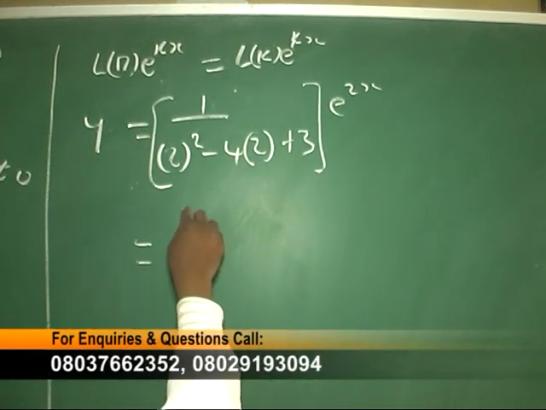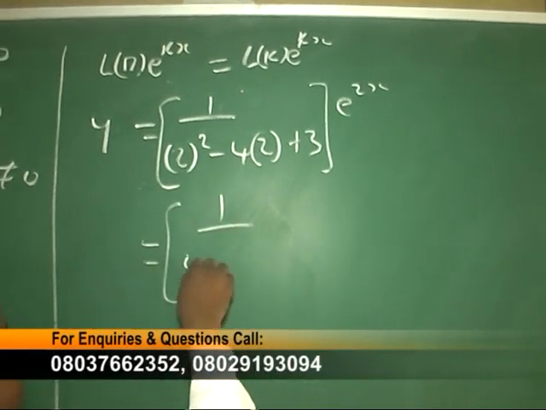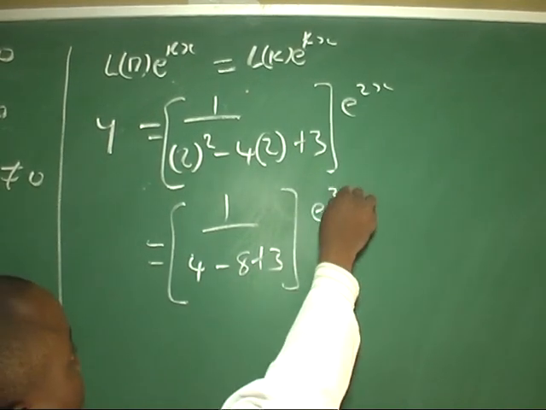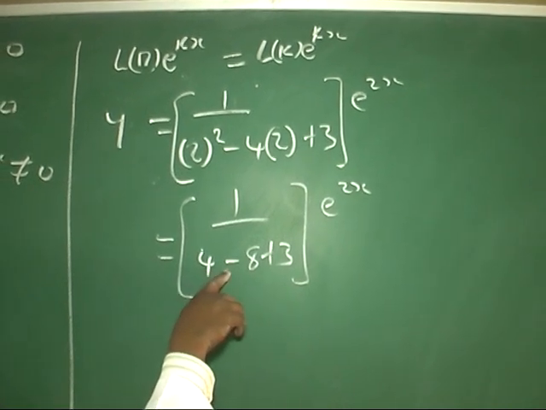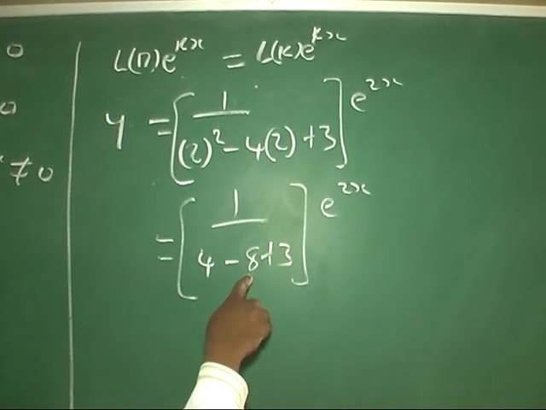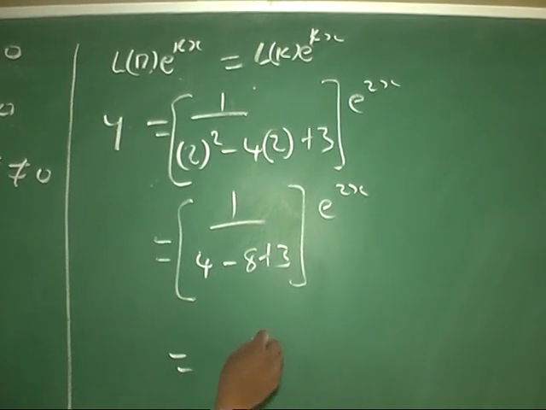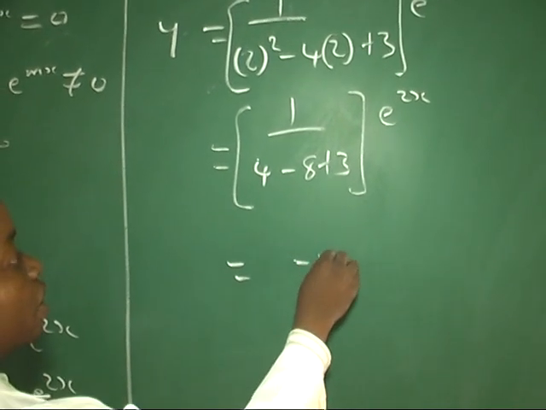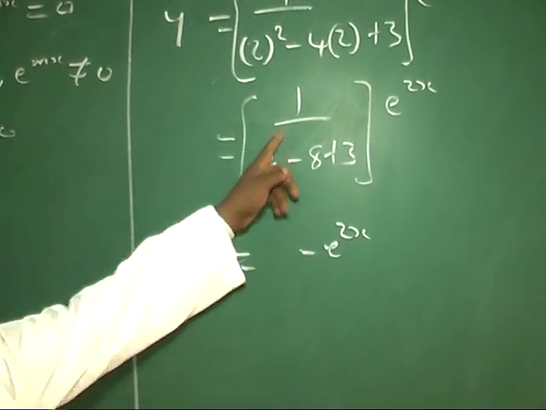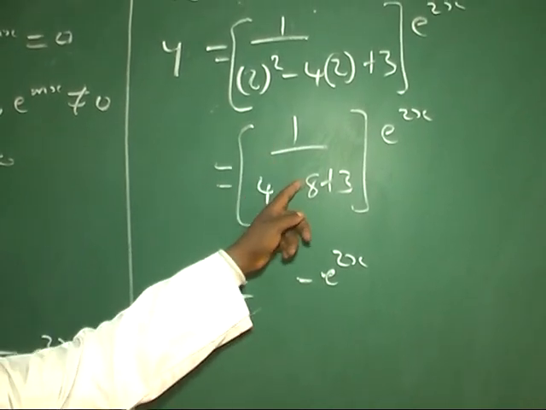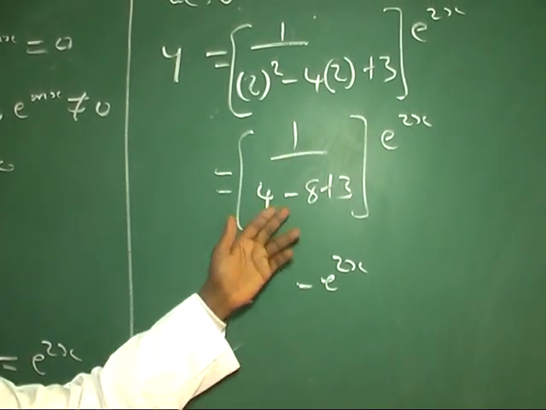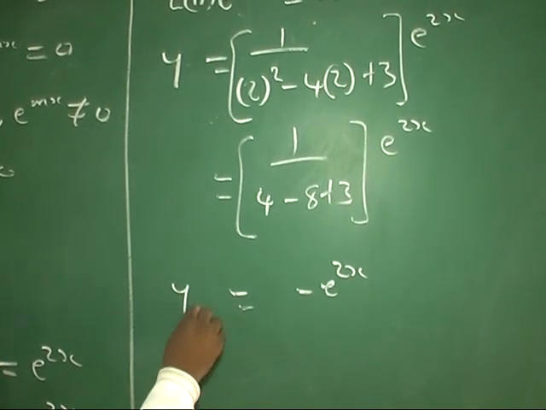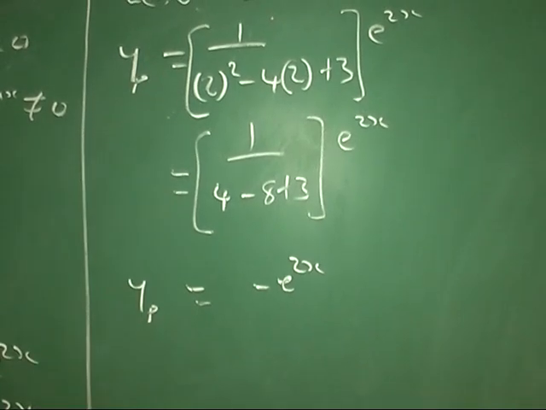So that will give us 1 all over 4 minus 8 plus 3, exponential 2x. Now 4 minus 8 is minus 4, plus 3, so we have minus 1. So that will give us minus exponential 2x. This is 1 divided by minus 1, which is minus 1, times this. So that is yp. This y is yp.